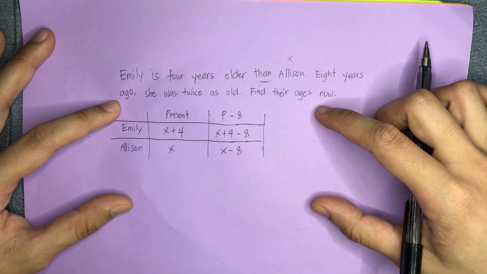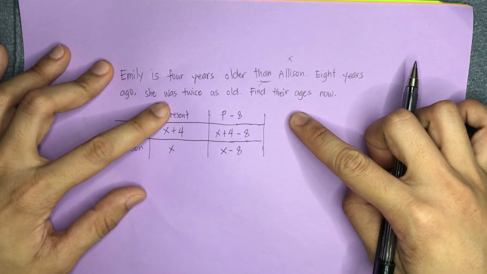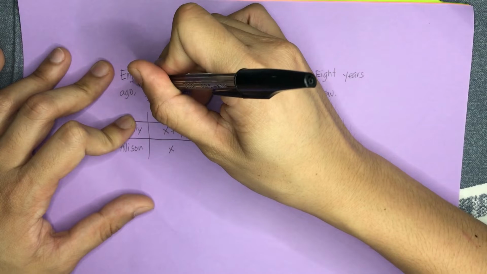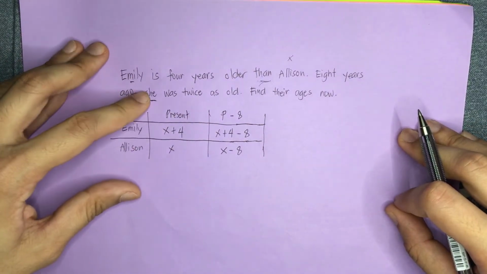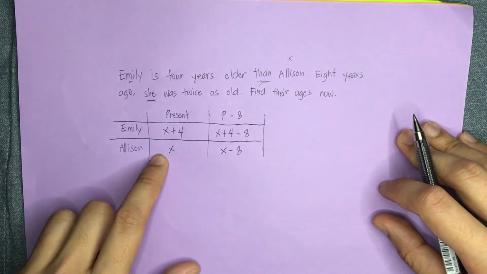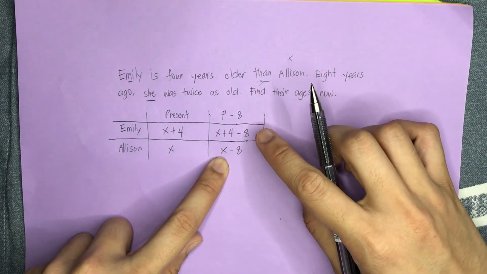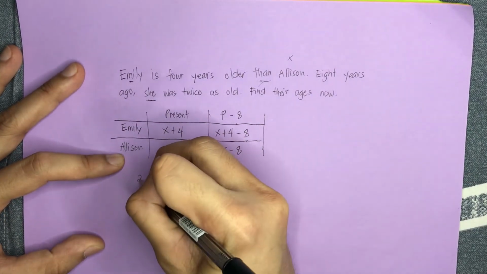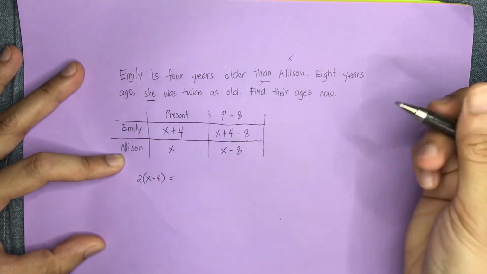Now, how are we going to use this to solve our equation? We will go to the next condition, which means 8 years ago, she was twice as old. She refers to our first person, Emily. So Emily was twice as old, which means Emily is still older than Allison. So twice as old as Allison would mean the age of Emily. So we will put that into equation. 2 times the age of Allison is equal to the age of Emily.